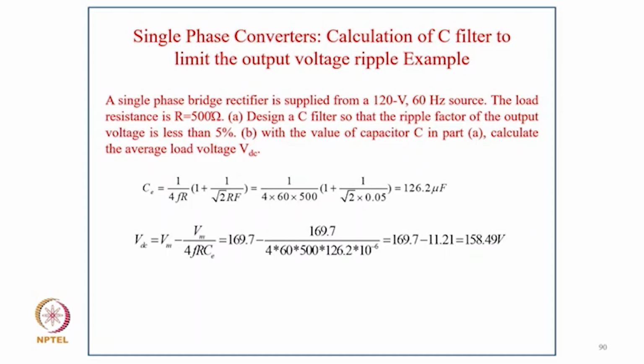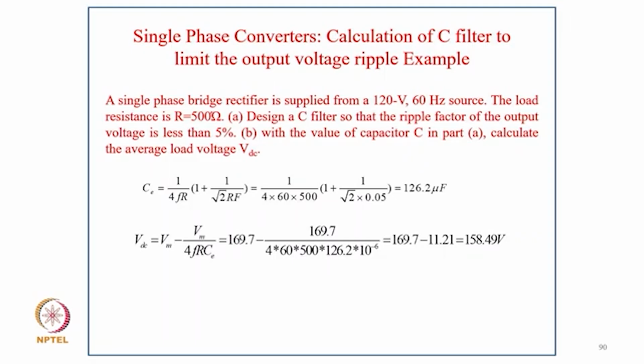Now going to single phase converter calculation, C filter to limit the output voltage ripple example. A single phase bridge rectifier is supplied with a 120 volt 60 Hz source. The load resistance is 500 ohm. A, design a capacitor filter so that the ripple factor of the output voltage is less than 5%. B, with the value of capacitor in part A, calculate the average voltage Vdc.